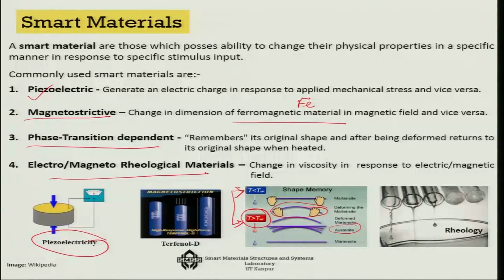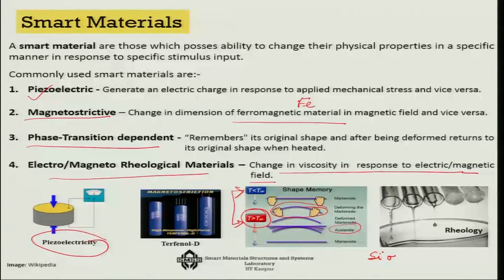Electromagnetorheological materials, I already told you that they change in viscosity in response to electric or magnetic field. For example, for the magnetorheological materials, one of the best examples is iron nanoparticles in a solution like silicone oil. So silicone oil plus iron nanoparticle suspension, and then you apply a magnetic field, you will see a similar bridging effect, and that dramatically changes the viscosity of the solution.